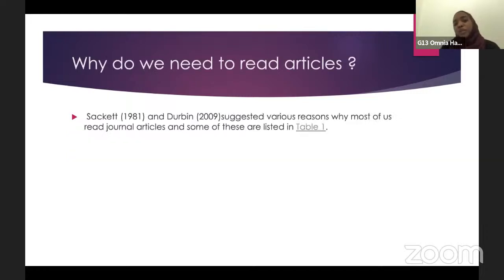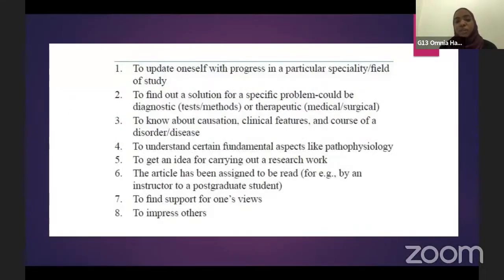So why do we need to read articles? Sackett in 1981 and Durbin in 2009 both did studies about the reasons most of us read scientific journals, and most of the reasons were listed in this table. The first one is to update oneself with the progress in a particular specialty or field of study. To find a solution for a specific problem, which could be diagnostic or therapeutic. To know about causation, clinical features, and course of a disorder or a disease.